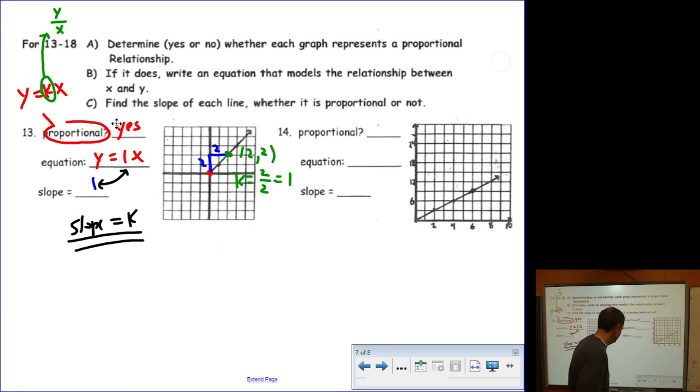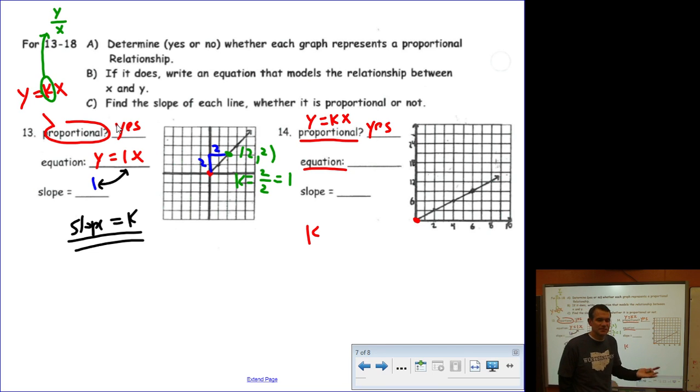Number 14, I'm supposed to say first, is it proportional? And because it goes through the origin, it is. So to write an equation for this, I need to figure out the k value, right? Proportional means y equals k times x. And to write the equation, I just figure out the k. And the k is equal to any y value over its corresponding x value.